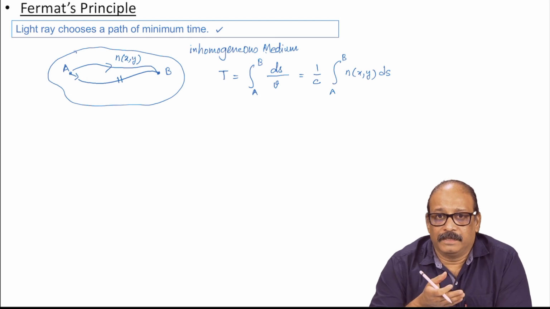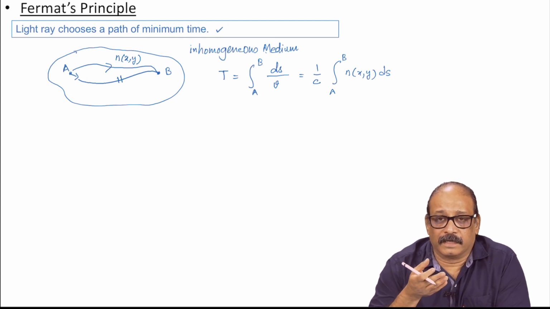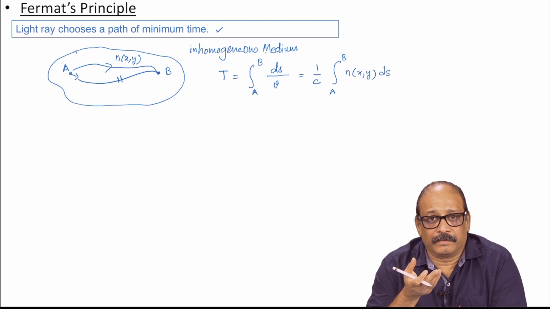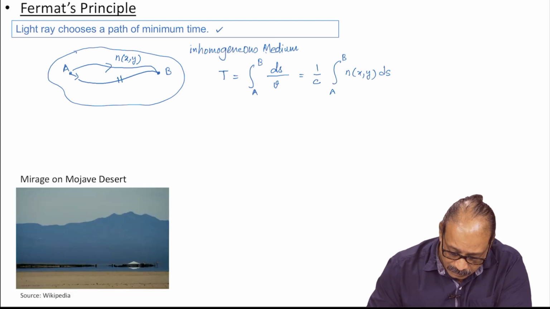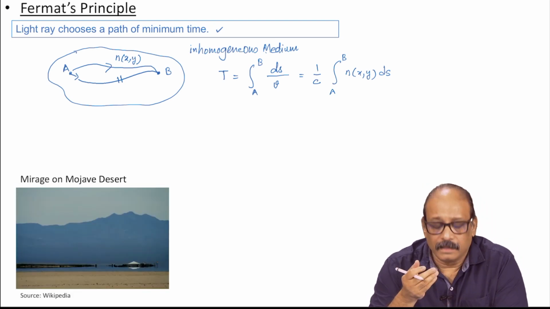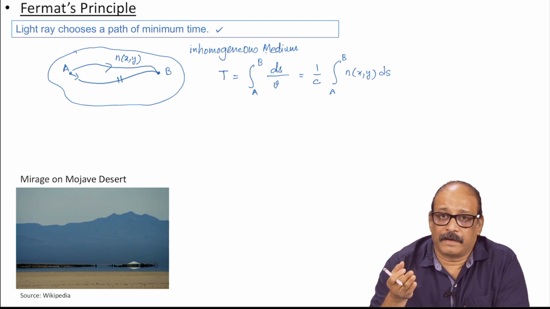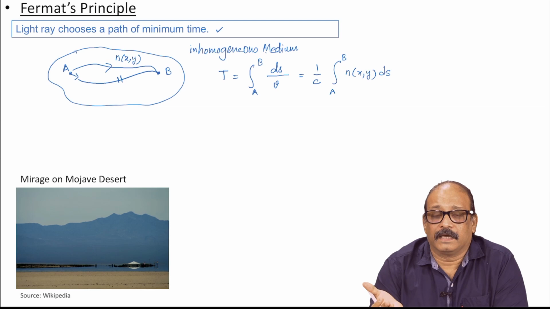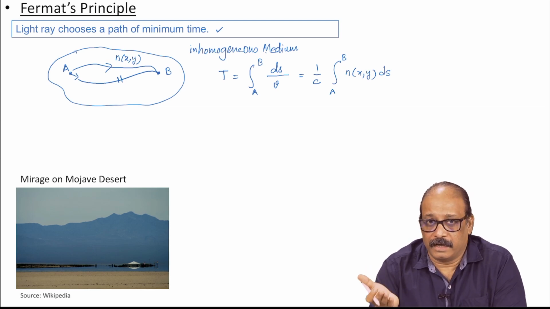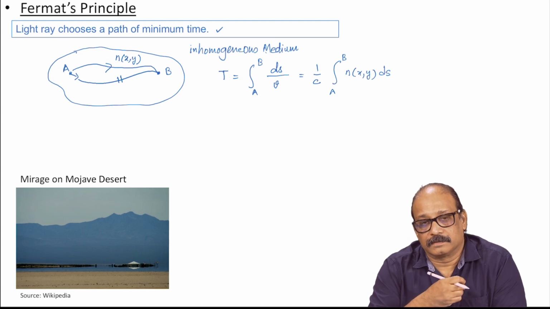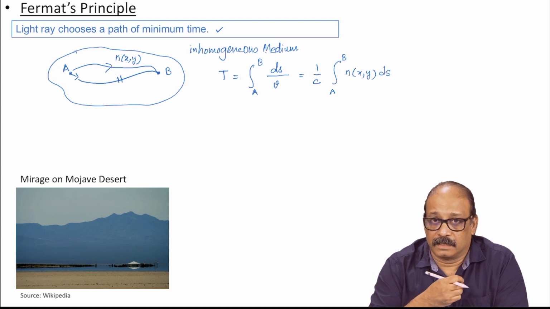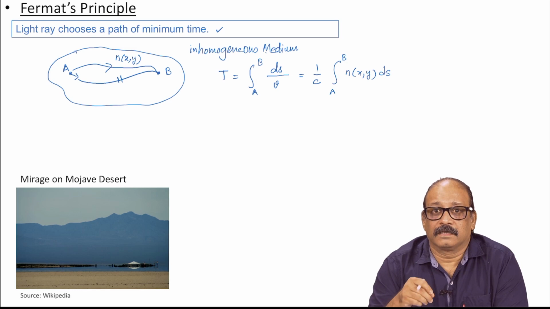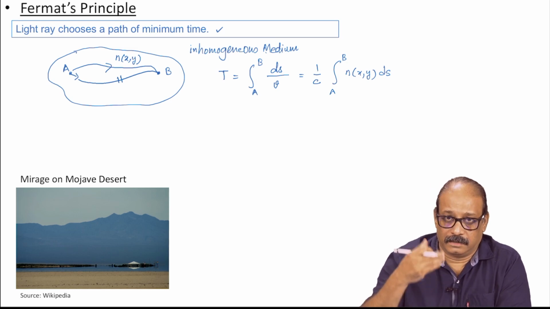And this of course can be used to explain a variety of phenomena, and one of the most common phenomena that people usually show is that of a mirage. What happens in a mirage is that near the ground the air is warm, so the refractive index is lower, and hence the speed of the light is faster near the ground than above in the air.